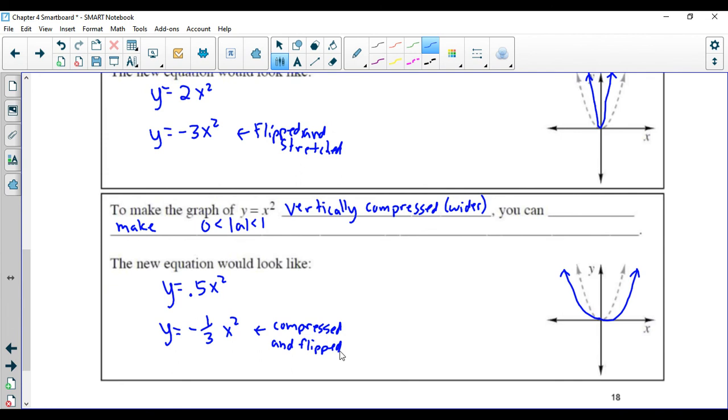So refer back to this when you get a chance. If you need help, this is a good tool for you to look back at how each of the parameter changes the graph.